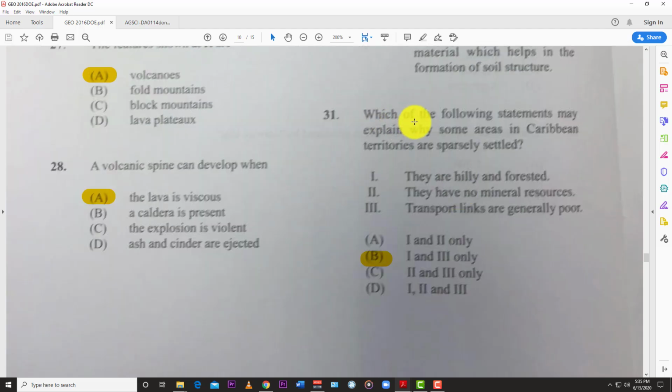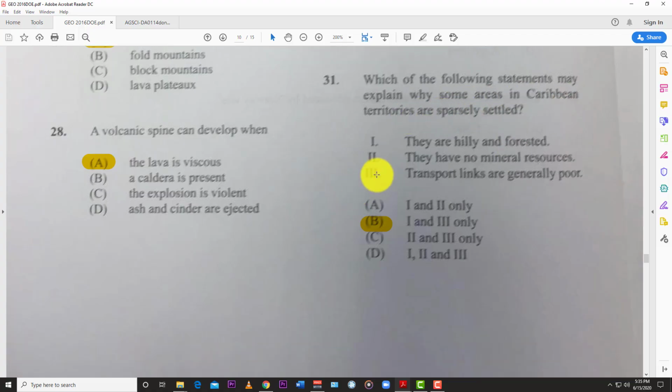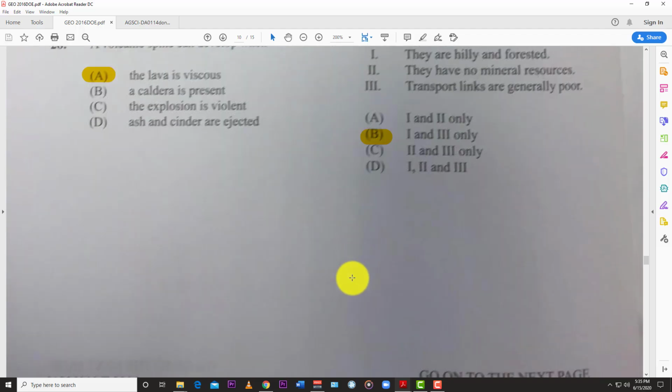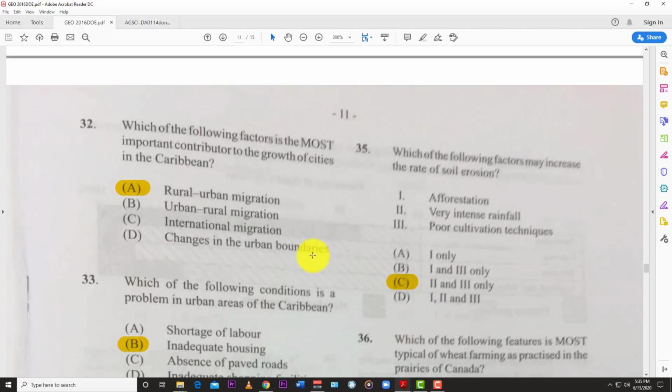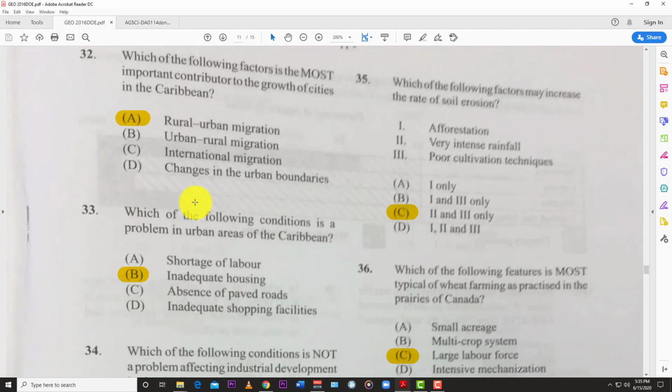31, which of the following statements may explain why some areas in the Caribbean territories are sparsely settled? And so we have some options. 1, they are hilly and forested. 2, they have no mineral resources. 3, transport links are generally poor. And so the answer is 1 and 3, which is they are hilly and forested and transport links are generally poor, so that's B. 32, which of the following factors is the most important contributor to the growth of cities in the Caribbean? And the answer is A, rural urban migration.